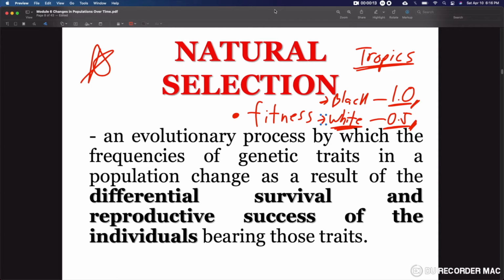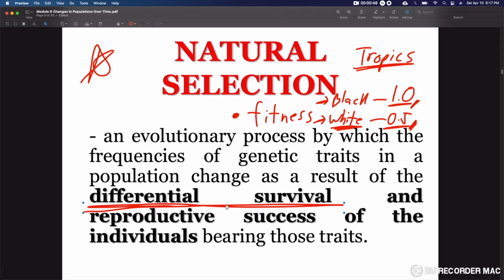We organisms will have to adapt to that changing environment. That's why in the tropics, nature selects the black phenotype over the white phenotype. It favors the survival of the black phenotype over the white phenotype in the tropics or near the equator. So there's that differential survival, differential rate of fitness among characters. Okay?